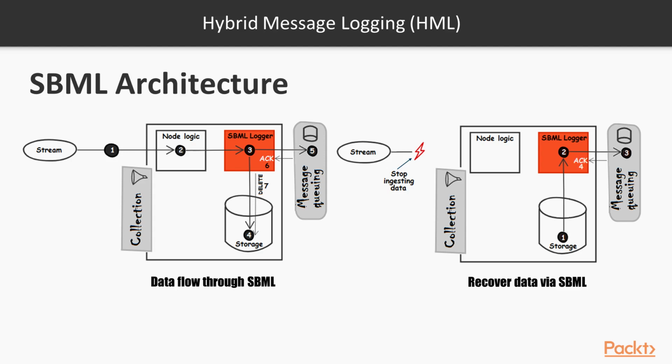For each message, the SBML logger waits for an acknowledgement from the message queuing tier that confirms that the message was successfully received. When an acknowledgement is received, the SBML logger marks as replayed or deletes the corresponding message from the storage. After all the pending messages are processed, the node is considered restored and can be put back into the load balancer list. This means that we are back to the happy path.